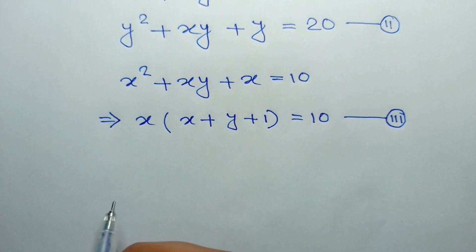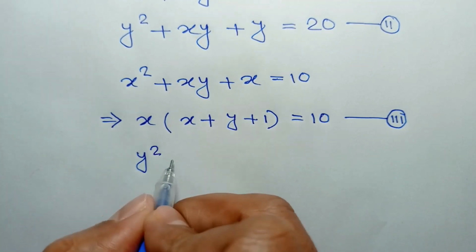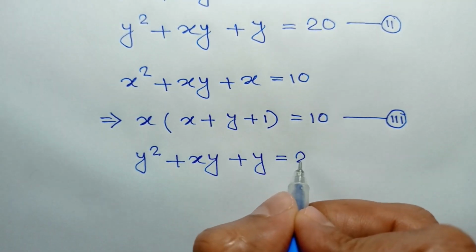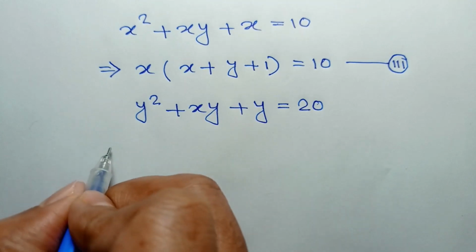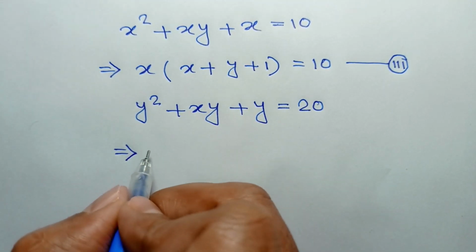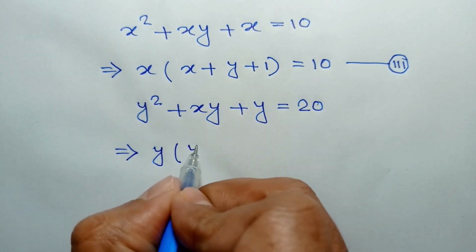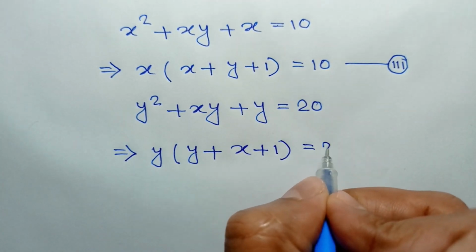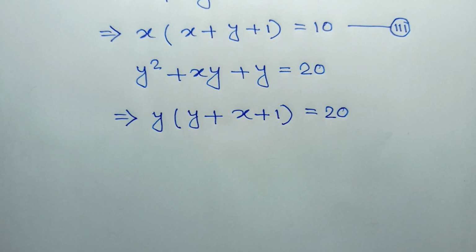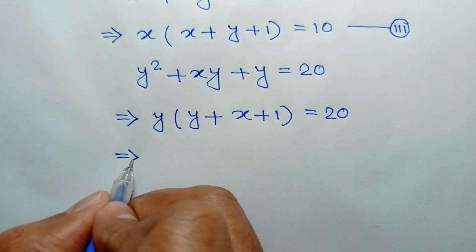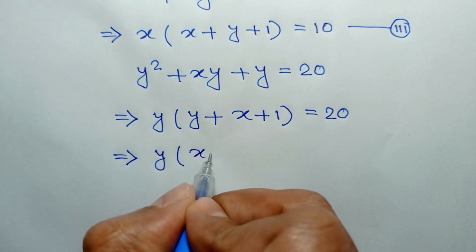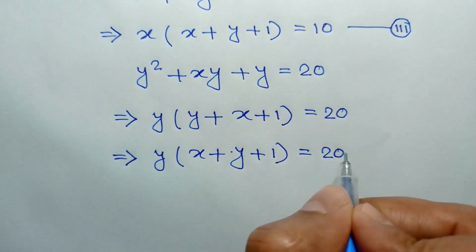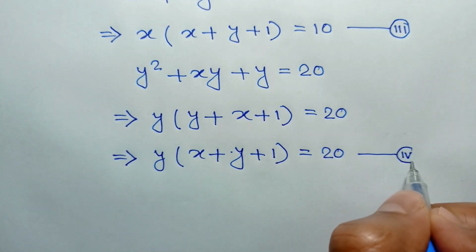And from equation 2 we can write y square plus xy plus y is equal to 20, or taking common y from the left side we can write y times (y plus x plus 1) is equal to 20, or rearranging the left side we can write y times (x plus y plus 1) is equal to 20. Call it equation number 4.